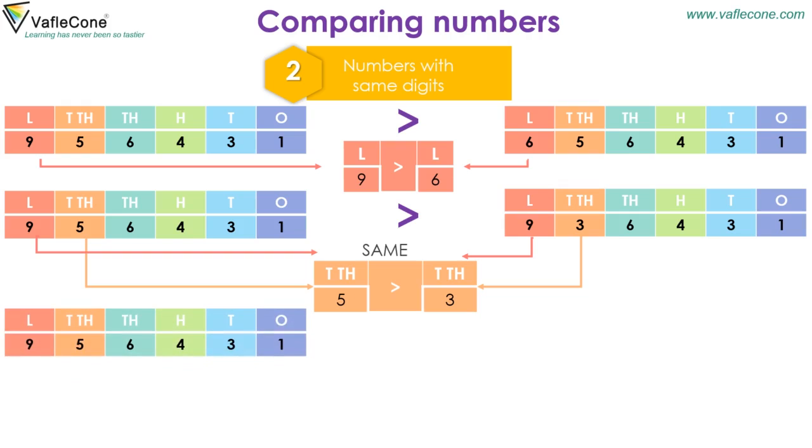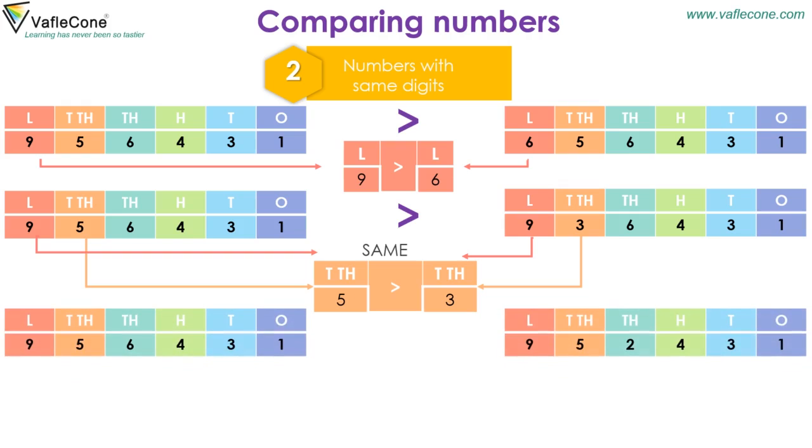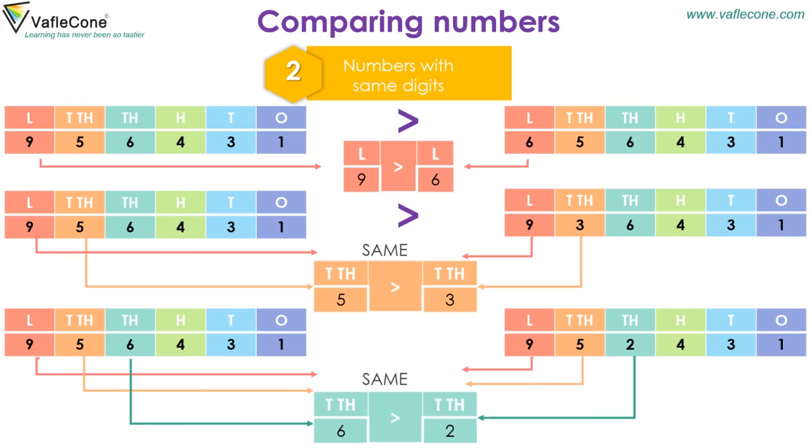9,56,431 and 9,52,431 both have the same digit in the lakhs and 10,000 place. So we compare the digit in the thousands place. Here, 6 is greater than 2. So 9,56,431 is greater than 9,52,431.